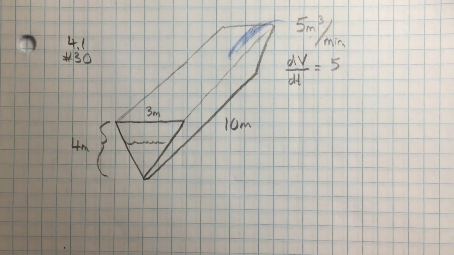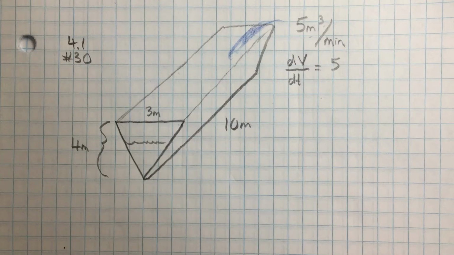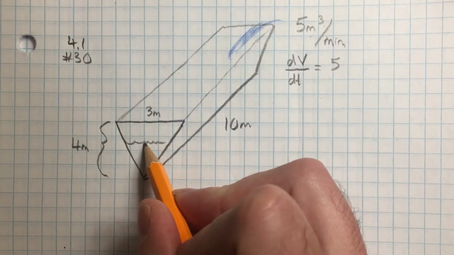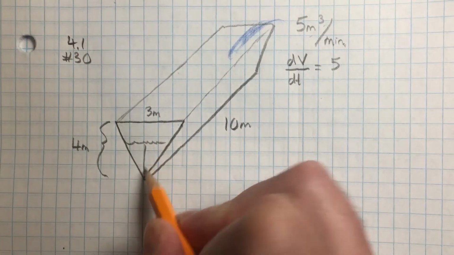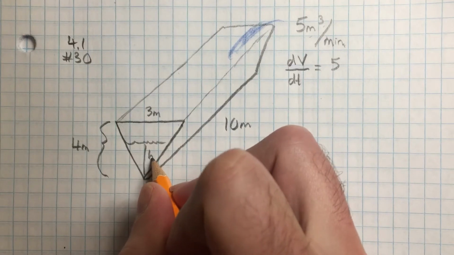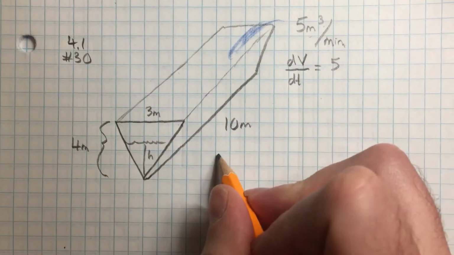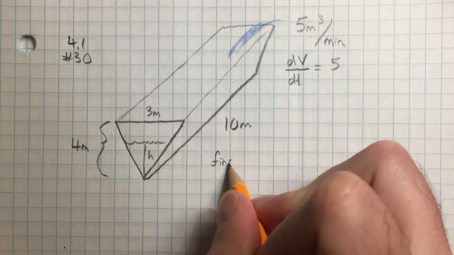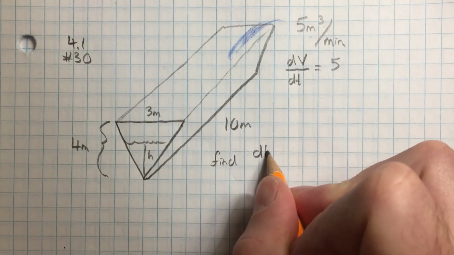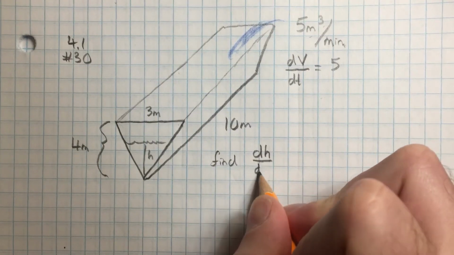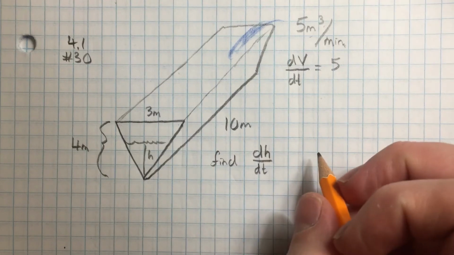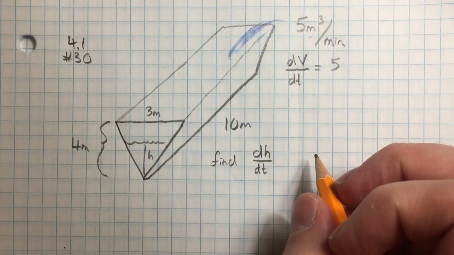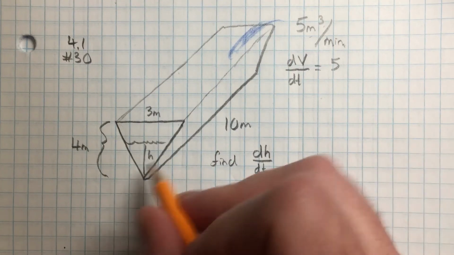And it says we're supposed to find the rate at which the height of the water changes when it's 1 meter deep. So if I label the height of the water here as h, right, then according to our notation, the question is telling us to find dh dt, how the height of the water is changing when water is 1 meter deep. So I guess it means h is 1.